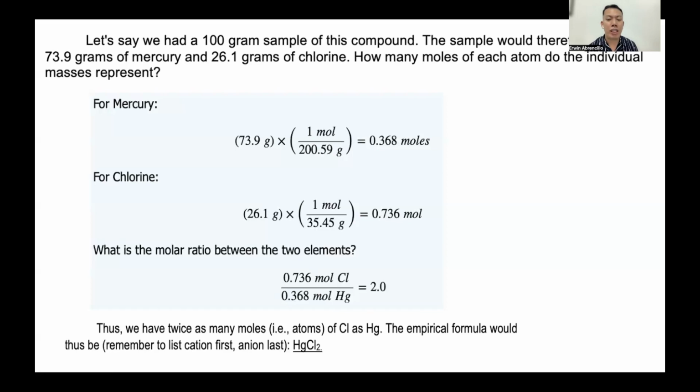The empirical formula would thus be HgCl2. Of course, you have to write first the cation, which is Hg or mercury, and Cl2 or chlorine as the one that should be written next.